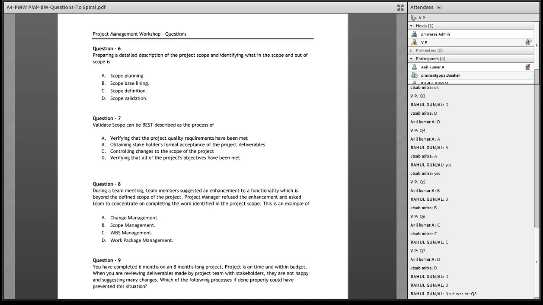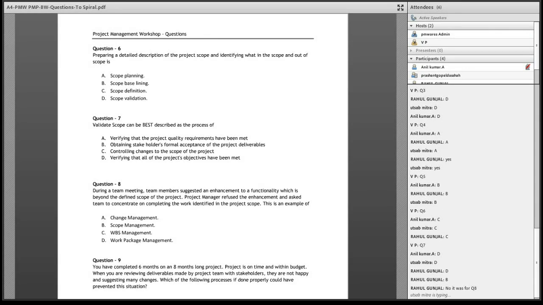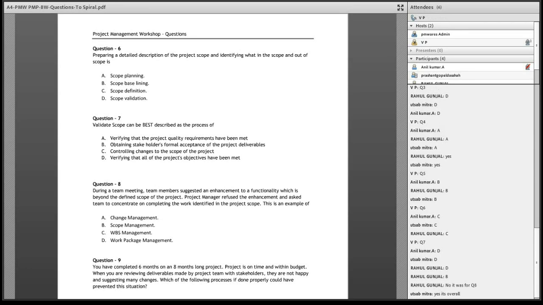Verifying all the project objectives have been met could be a part of the project closure, isn't it? Achieving project objectives is not just about scope. It's all about time, cost, quality, everything, right? It's not just scope. So B is the right answer, because the purpose of validate scope is to get the deliverable accepted by the user, customer, or any stakeholder. Right?